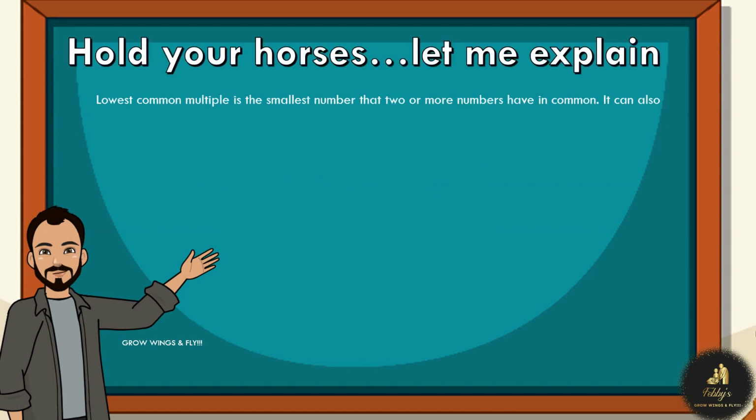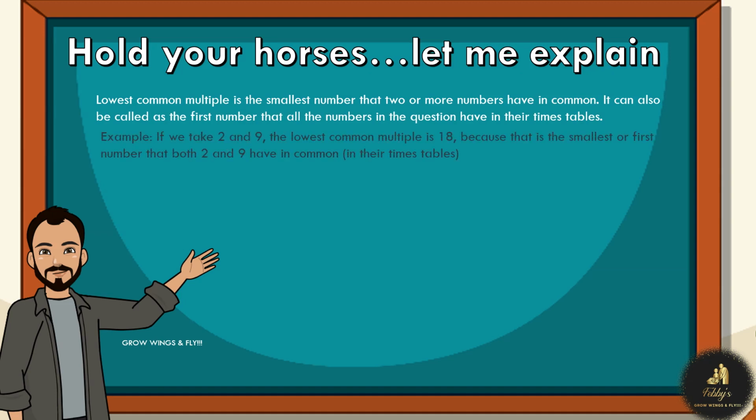The lowest common multiple is the smallest number that two or more numbers have in common. It can also be called the first number that all the numbers in the question have in their times tables. For example, if the denominators are 2 and 9, the lowest common multiple is 18 because that is the first number, or the smallest number, that 2 and 9 both have in common in their times table.